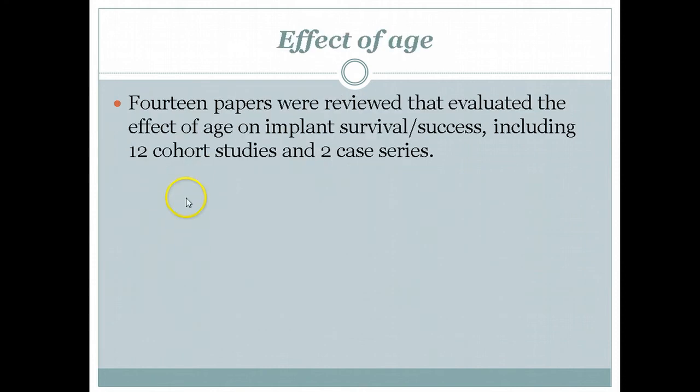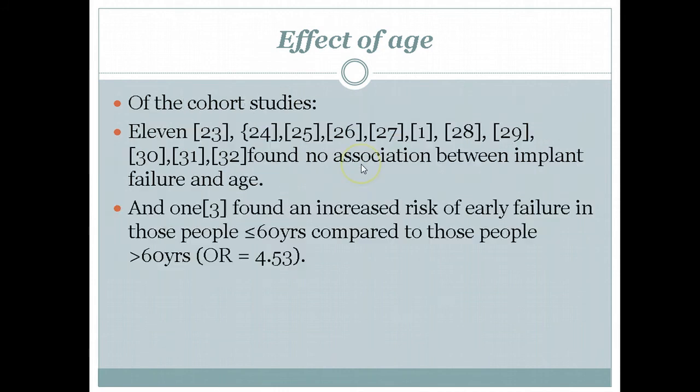Next topic is about the effect of age. We had 14 papers reviewed that evaluated the effect of age on implant survival and success, including 12 cohort studies and 2 case series. Of the cohort studies, 11 found no association between implant failure and age, and 1 found an increased risk of earlier failure in those older than 60 compared to the younger than 60. So the vast majority of evidence shows there's absolutely no difference. There's no reason to discriminate by age and tell your patient, hey, you're 70 years old.